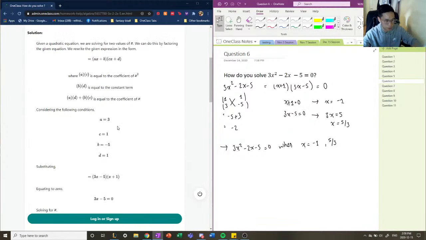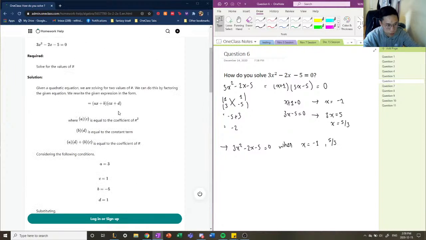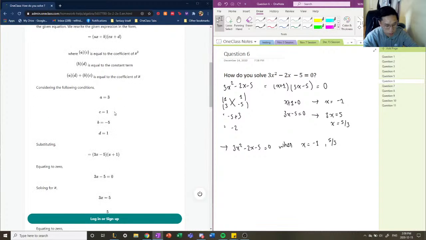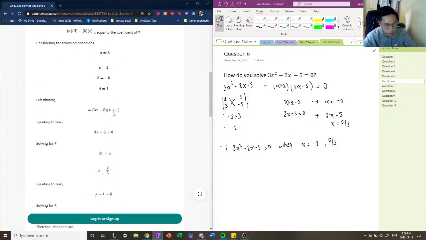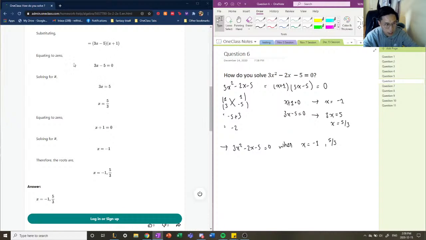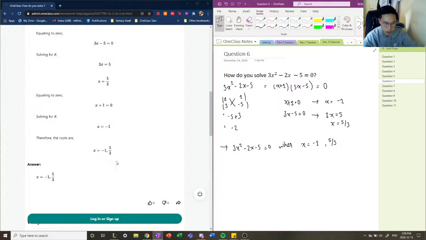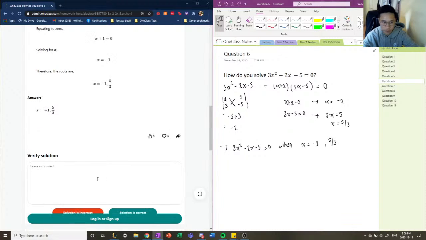All right, so they went through factoring, but we already explained how to factor, so we don't really need to cover this too much. But at this point, when they factored it, they realized that when we set these brackets to equal 0, the whole equation will be equal to 0. So we just solve 3x minus 5 equals 0 and x plus 1 equals 0, and they found the zeros, which is -1 and 5 over 3. So this solution is correct.